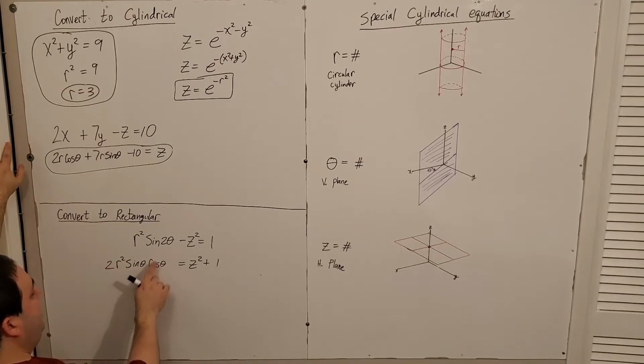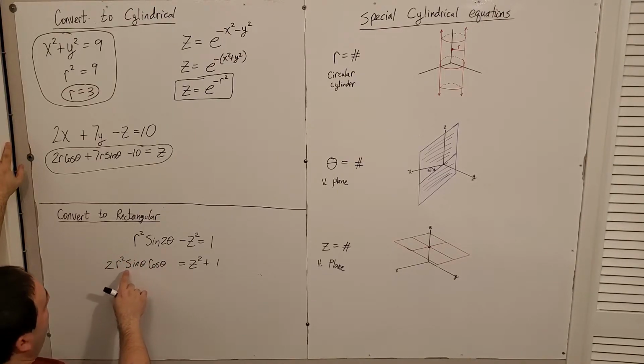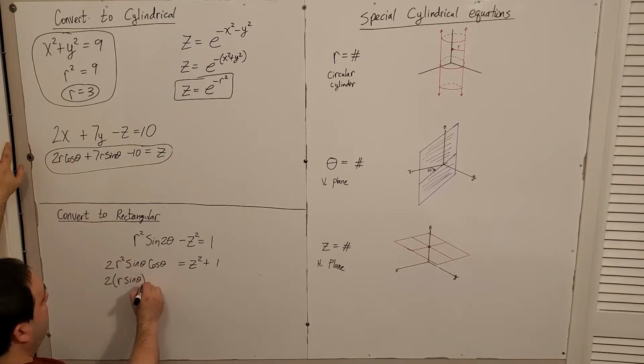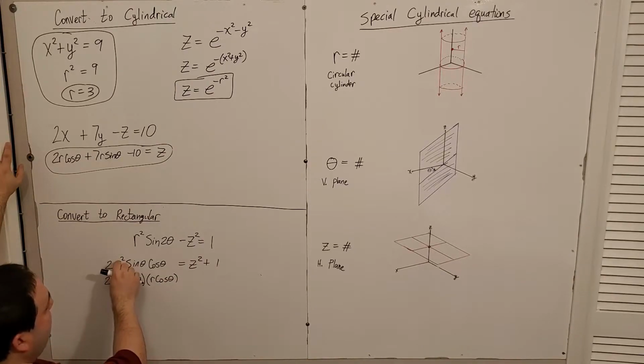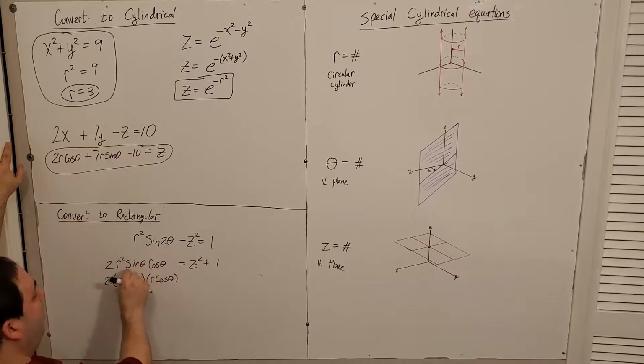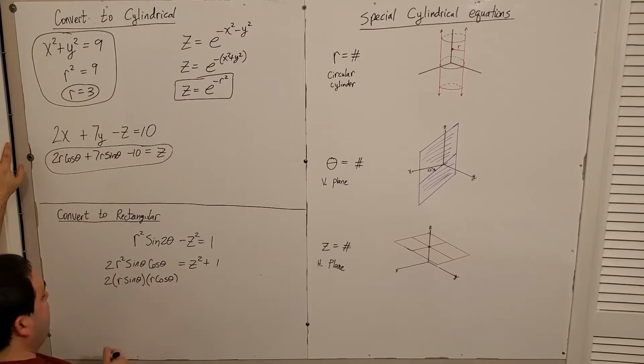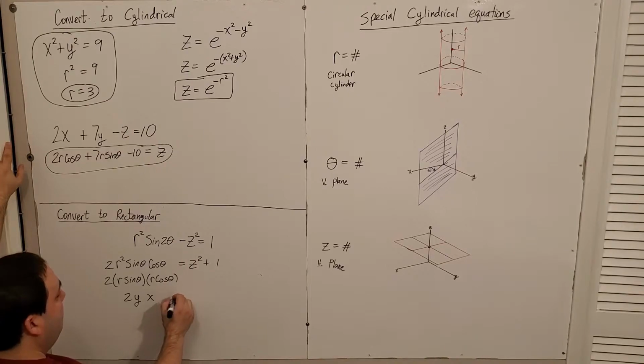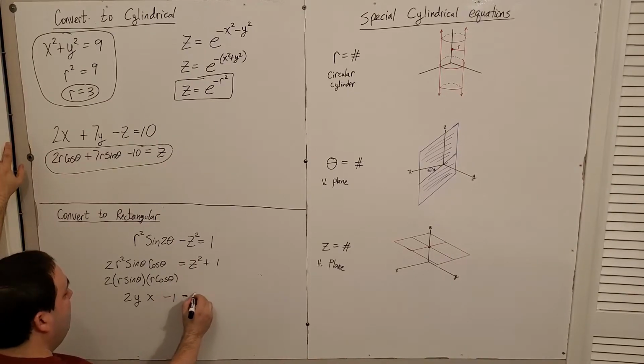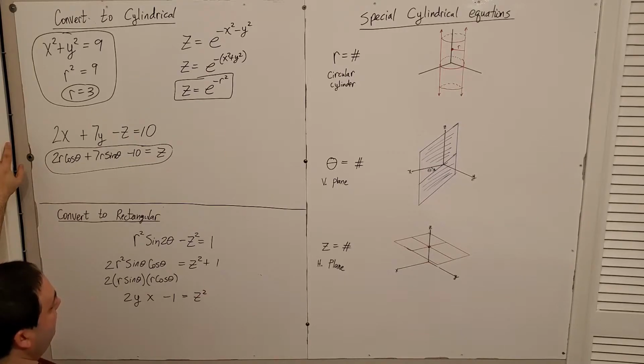For this guy right here, I'll probably want to split this up. Since it's r squared, I can rewrite this as r sine theta and r cosine theta like this. See, because it's r times r, right? I'll just take one of the r's and use the associative property to rewrite the multiplication this way. And so really what that's giving me is 2 times y times x. And let's see, then I would subtract the 1, and it's equal to z squared. And typically we like to have z by itself in these equations if I can.